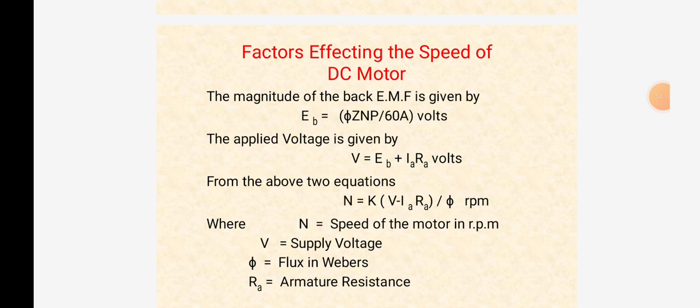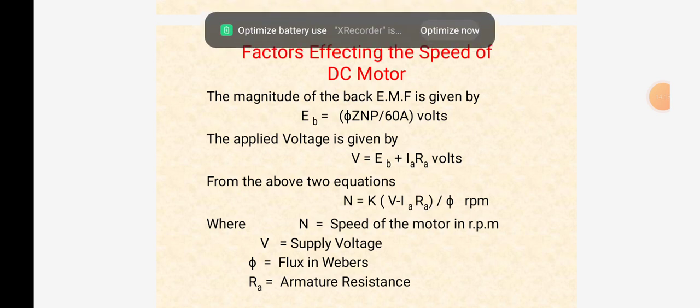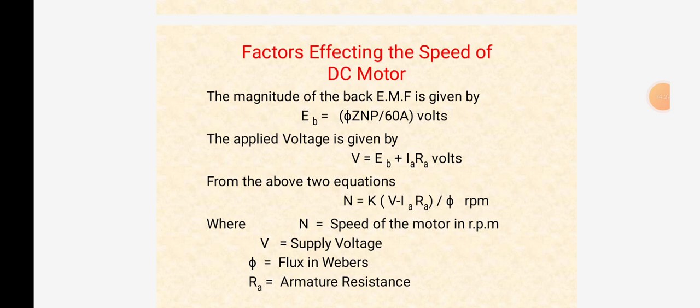Comparing these two equations, we get φZNP/60A = V - IaRa. From that equation, we get N = (V - IaRa)/φ · 60A/ZP. From that, the speed N = K (V - IaRa)/φ RPM.